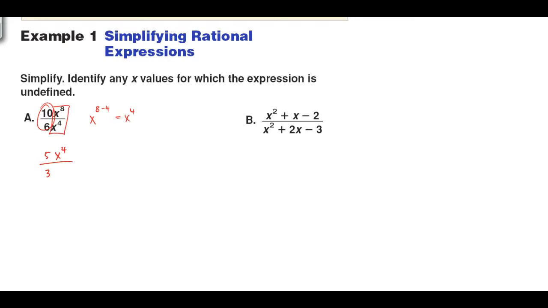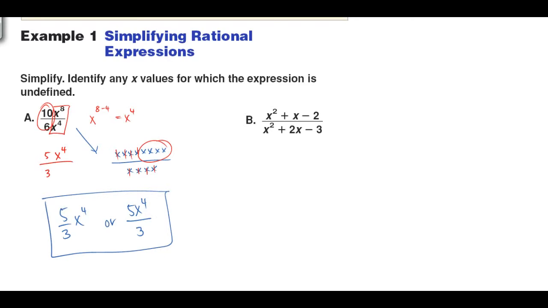Another way, if you're more of a visual person, you would say, oh, I know I have 8 x's on top, which hopefully you won't do this for very long just because it would be annoying, and 4 on the bottom. You could cancel 1, 2, 3, 4 and realize you're left with 4 x's on the top. So that's another way that you could get that final answer. But final answer, 5/3 x to the 4th, or if you want 5x to the 4th over 3, doesn't really matter. Those are the same thing. And you have just simplified an expression.